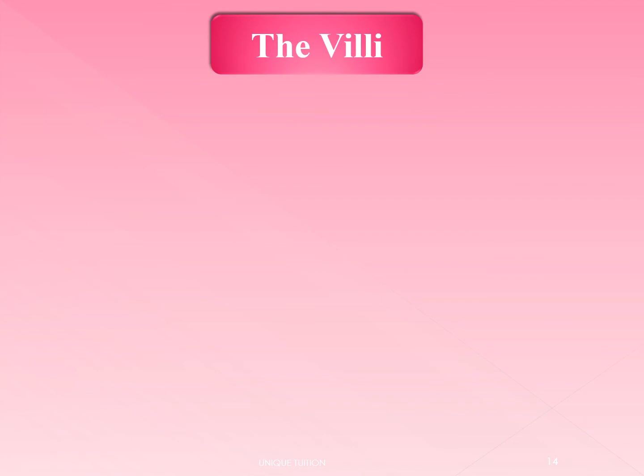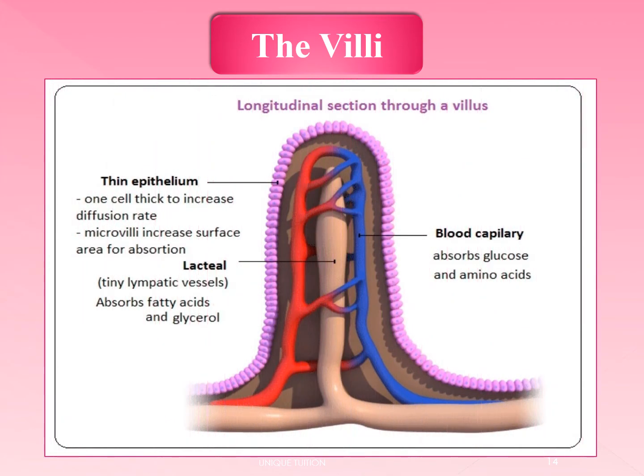The thousands of finger-like outgrowths in the inner walls of the small intestine are called villi. The villi increase the surface area for absorption of the digested food. Each villus has a network of thin and small blood vessels close to its surface which absorbs the digested food material. The large intestine is wider and shorter, and it's about 1.5 meters long.